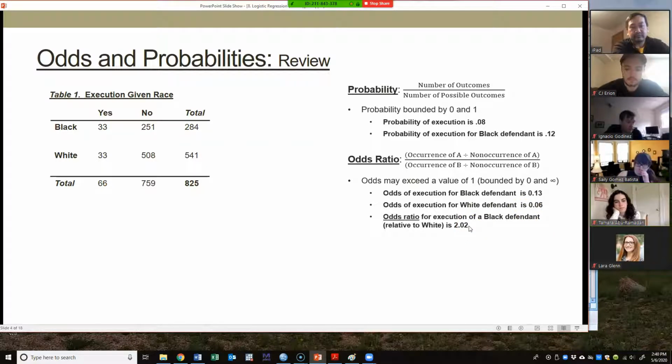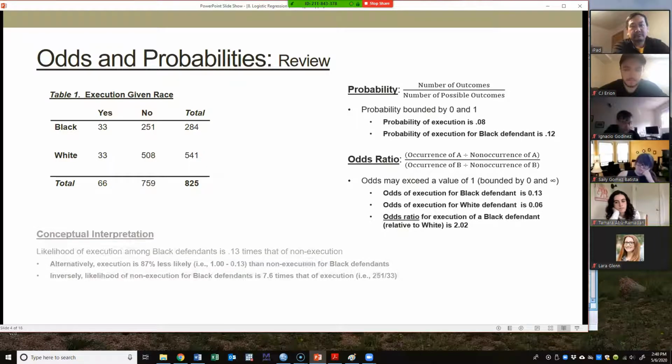So odds ratios are a little bit confusing because it's a ratio of a ratio. But what we want to do is be very clear in terms of how we're interpreting these. If you can interpret odds and odds ratios appropriately, they contain a lot of information.